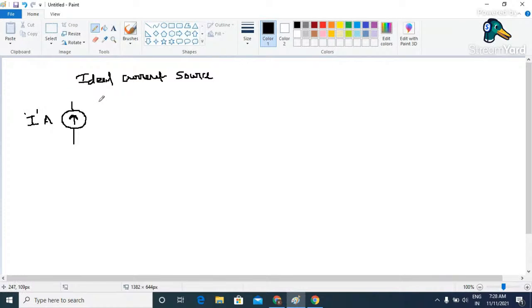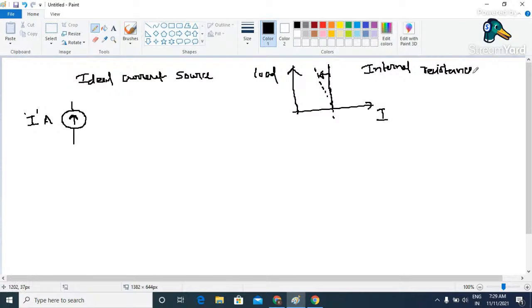Now what is an ideal current source? It is a type of active element which is capable of supplying a constant value of current irrespective of the load connected across it. That means if you draw a graph between current and the load, suppose on the x-axis I have taken current, and on the y-axis I take load, so this indicates a constant value. That means irrespective of the load connected across it, the value of current is going to be constant. And the moment we increase the value of load, the value of current goes on decreasing. So this is due to the internal resistance of this particular element.